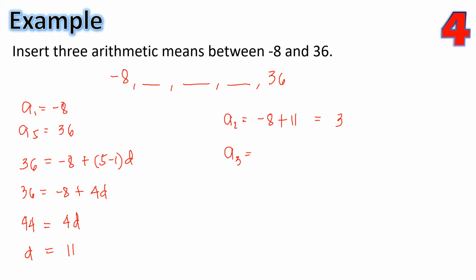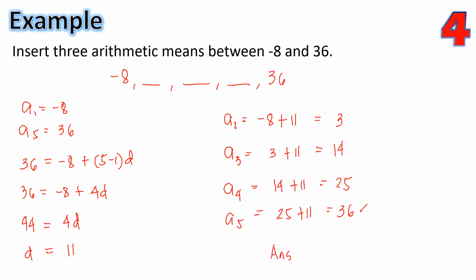A sub 3 will be 3 plus 11, that is equal to 14. A sub 4 is equal to 14 plus 11, that is 25. To check our answers, let us get a sub 5, that must be 36. That is 25 plus 11, 36. Hence, our answers are correct, and the three arithmetic means between negative 8 and 36 are 3, 14, and 25.